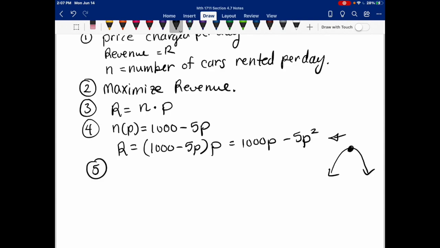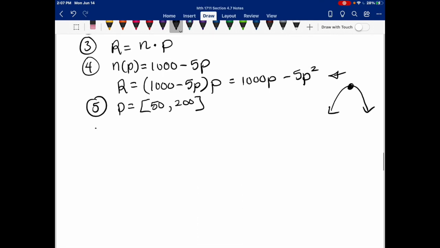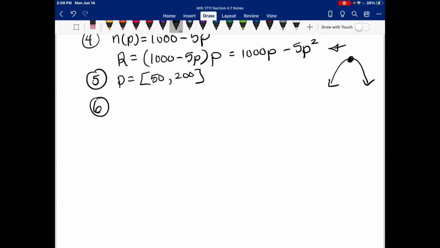Okay, for step 5, we want to find the domain for our revenue function for the value of P. And they told us in the problem that they want to keep the price between $50 and $200. So we're going to say that the domain is from 50 to 200. So for step 6, we want to take the derivative of R so we can find our critical values and look for any local maxes and look for absolute maxes.